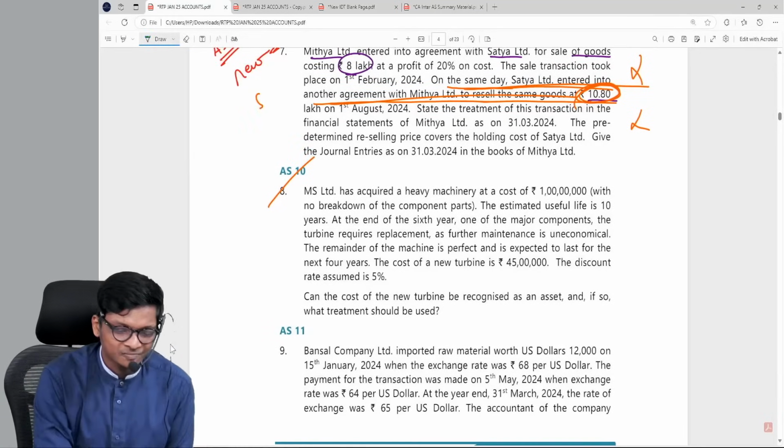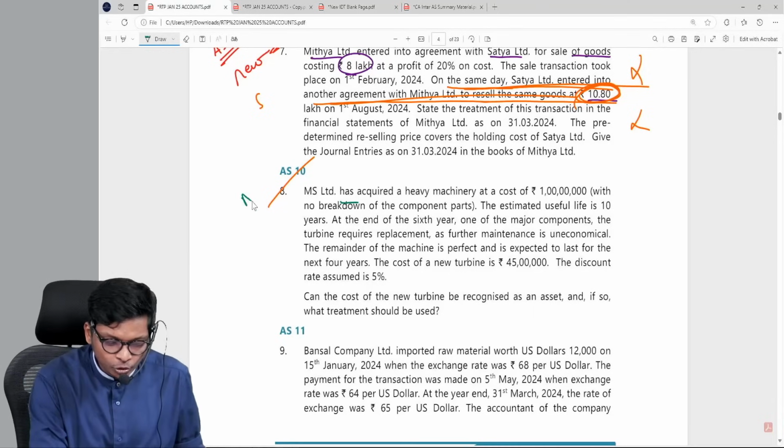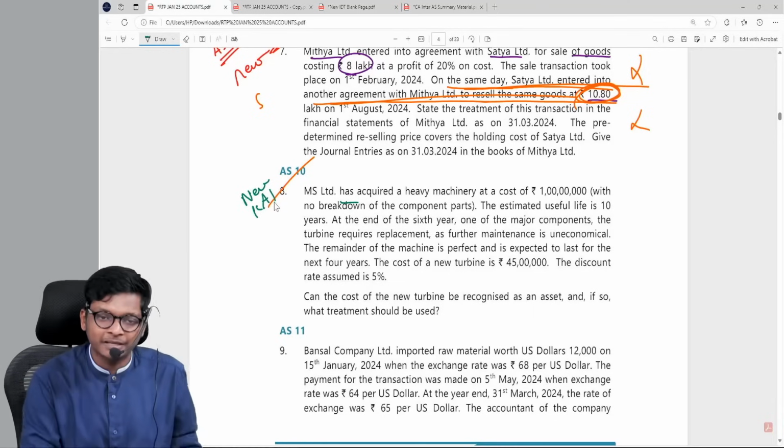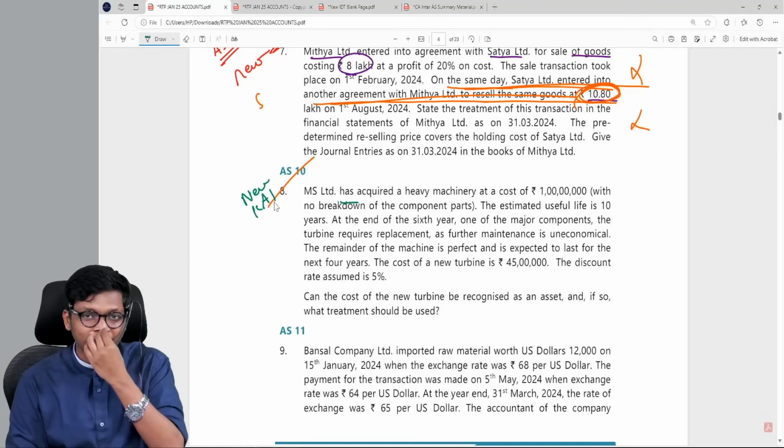Next, MS has acquired, this is not a new question, this is a new question for the new ICAI study material. It is there in the practical questions yet to be tested. My feeling is this will come in the exam very soon.